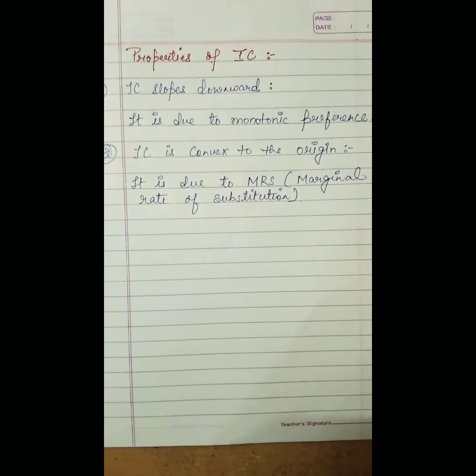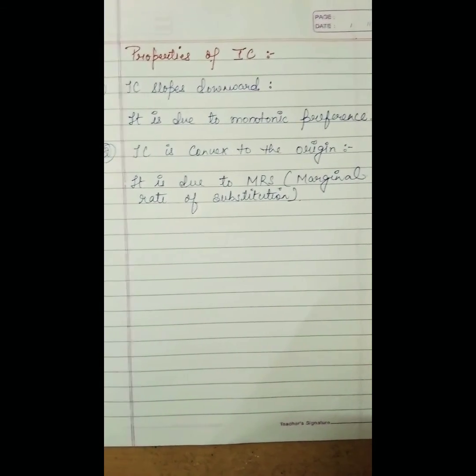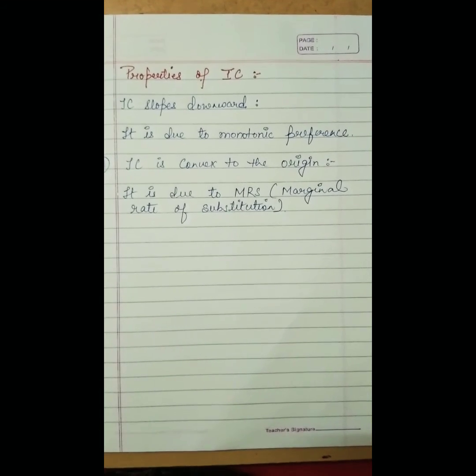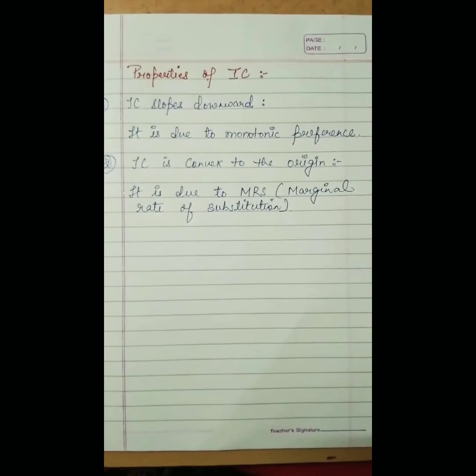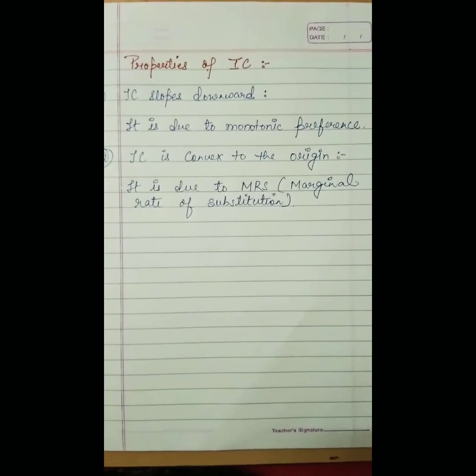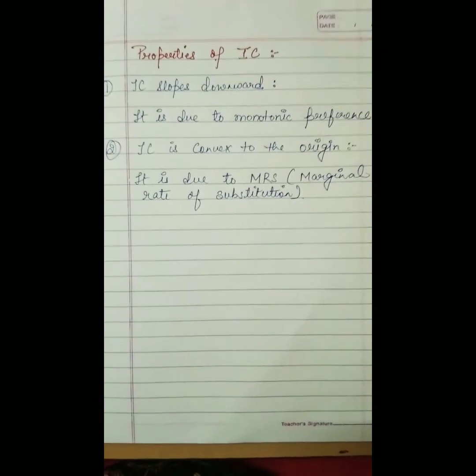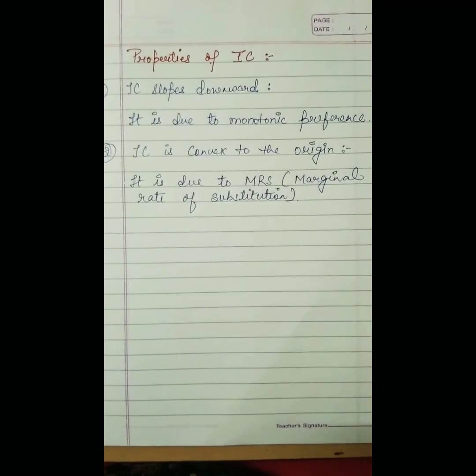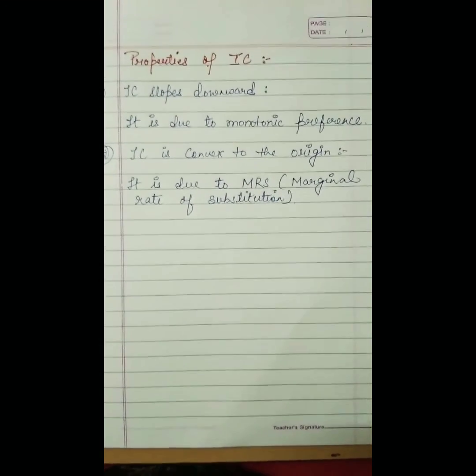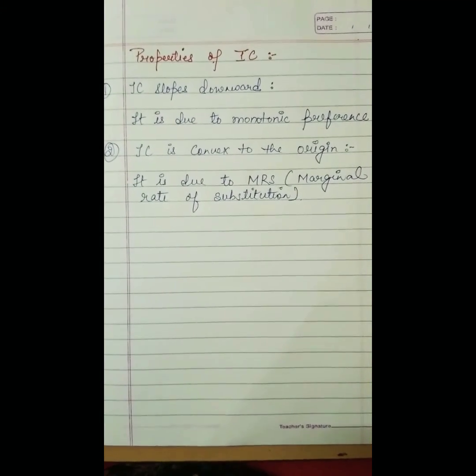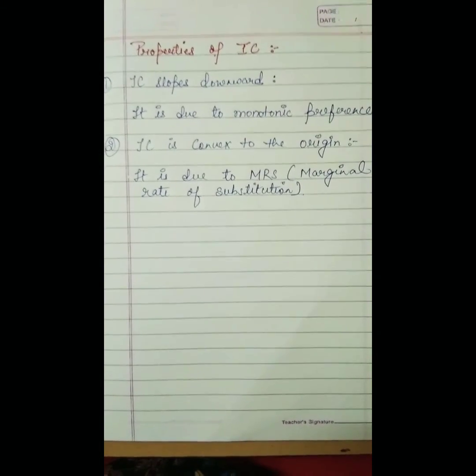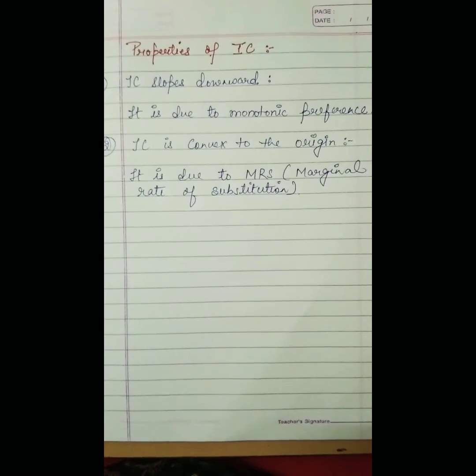Once again let me remind you what monotonic preference is. Monotonic preference refers to more of goods giving a higher level of satisfaction. With more of goods, the consumer attains a higher level of satisfaction. That is called monotonic preference. Now IC is convex to the origin because of MRS.